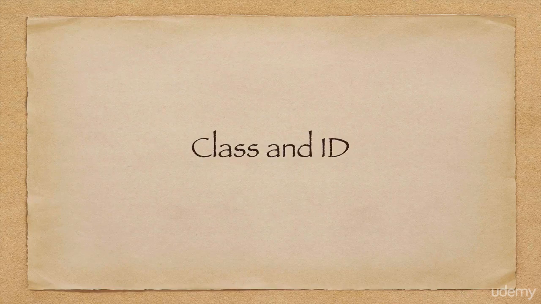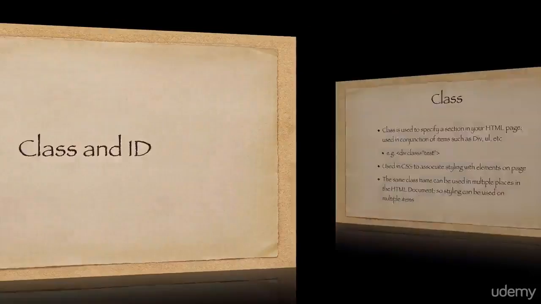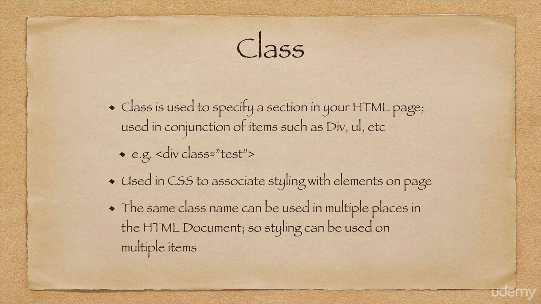So having just talked about divs, it makes logical sense to next talk about class and ID. So class is used to specify a section in your HTML page and is used in conjunction with items such as div, UL and various other things. And then it's used in the CSS to associate styling with the elements on the page that are within that section. And there we have a little example where div class equals test.